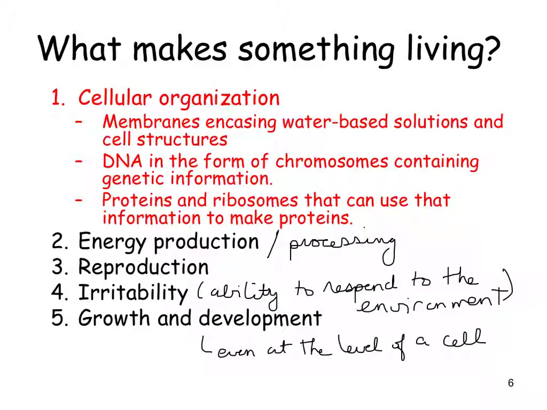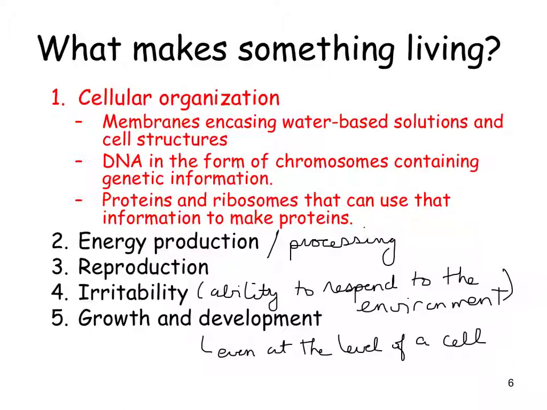Now in red I've put cellular organization because it's what pertains to this particular discussion that we're having. So all life consists of cells. Therefore, all life, if you look at its most basic building block, you see units that are organized in characteristic patterns, those of cells. They all have membranes encasing water-based solutions and cell structures. They all have DNA in the form of chromosomes containing genetic information. And they all have proteins and also structures called ribosomes, which I didn't mention a moment ago, that are used to convert genetic information into proteins.